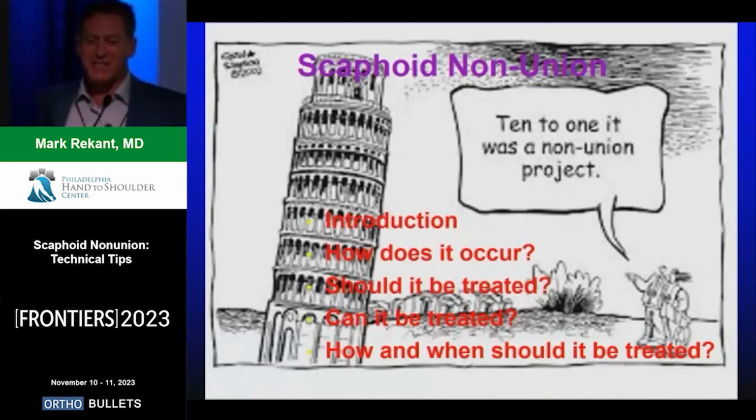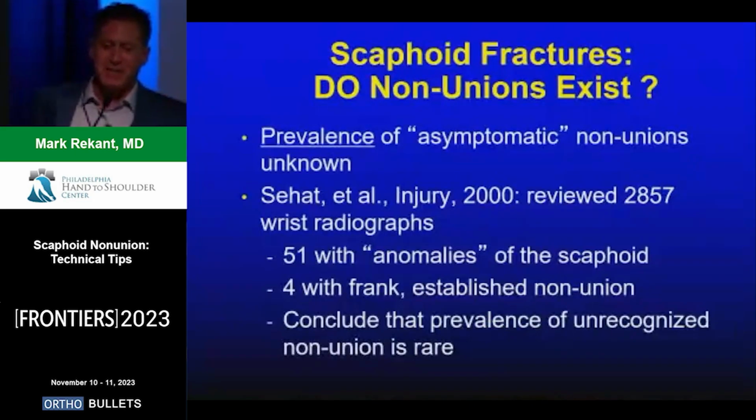But the idea is, how does it occur? Some concepts: should it be treated? Can it be treated? And how and when should it be treated? As Dr. Mercer pointed out, a lot of these do show up a little later than you would hope. And first off, does it exist?